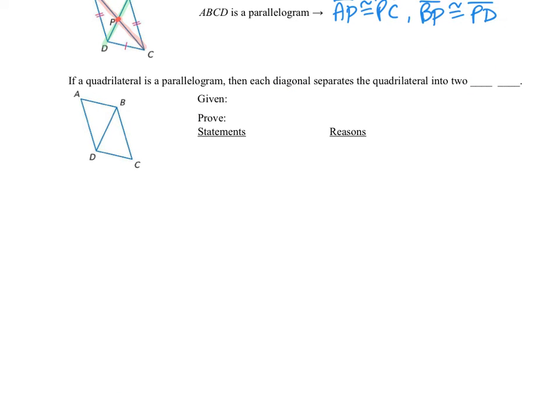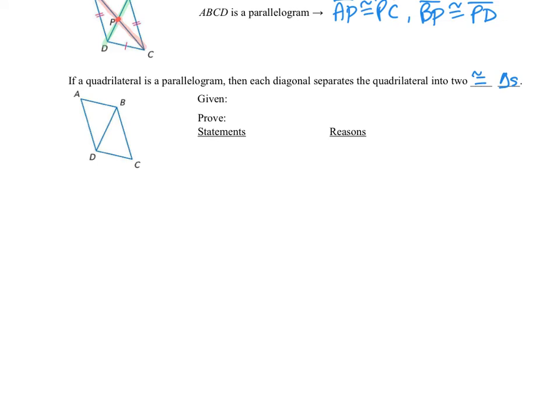And this last theorem, which we're going to prove, has to do with the diagonals of a parallelogram. It says the following: if a quadrilateral is a parallelogram, then each diagonal separates the quadrilateral into two congruent triangles. So let's go ahead and prove this, okay?